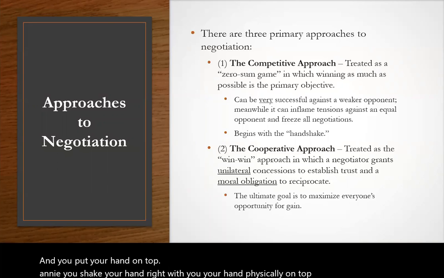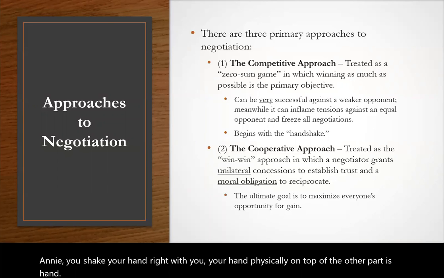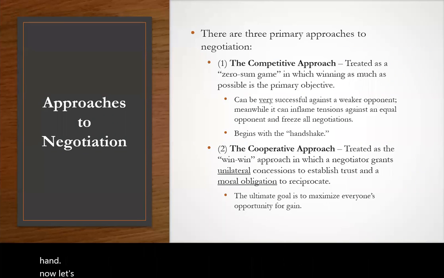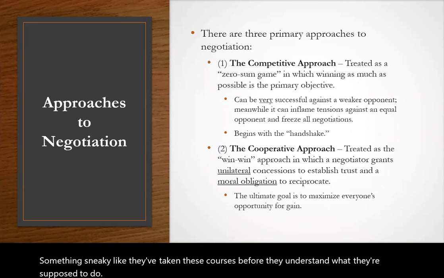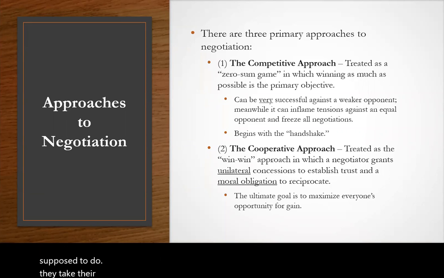Now, let's say they do something sneaky, like they've taken these courses before, they understand what they're supposed to do. They take their hand and they put it over both your hands, right? So it's like a double handshake. Your response is to put your hand over their hand, so you're on top, right? It happens in a moment. Most people don't think about it, but it's actually a very big deal.